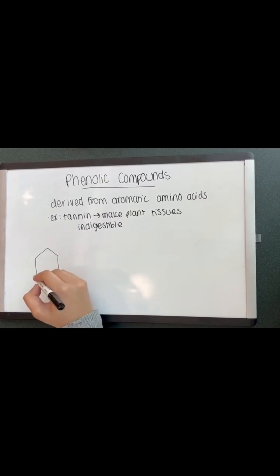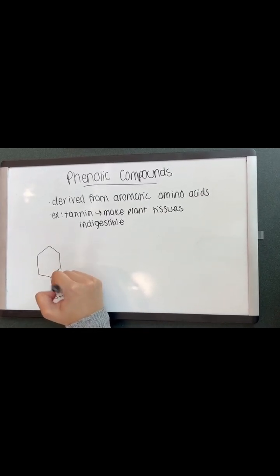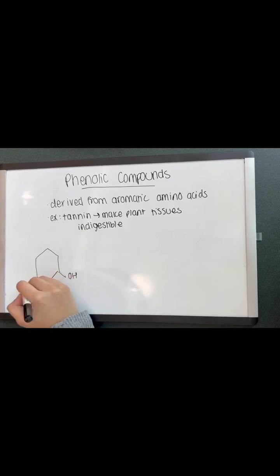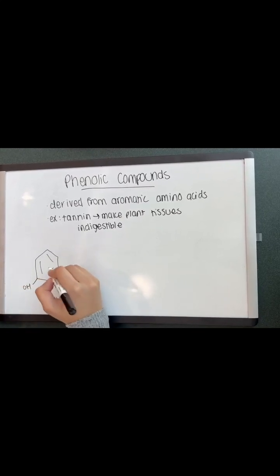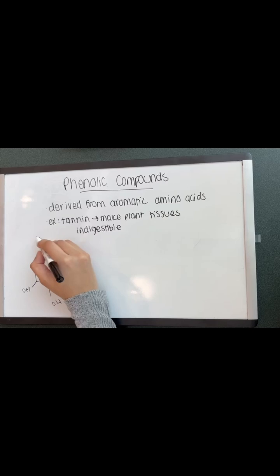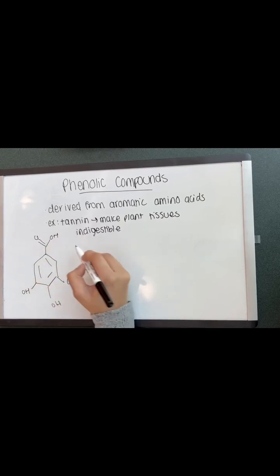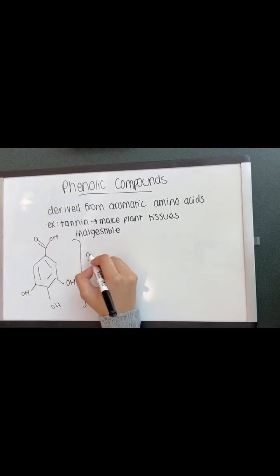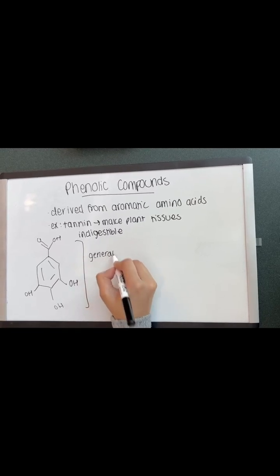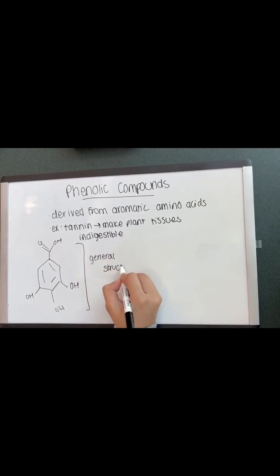These are mainly derived from aromatic amino acids, which include phenylalanine, tryptophan, and tyrosine. Keep in mind that this group is the most diverse group of secondary metabolites in plants. Phenolics can also include other compounds, such as flavonoids and tannin. Tannin can be used to make plant tissues indigestible by herbivores, making it less likely that herbivores will eat the plant.